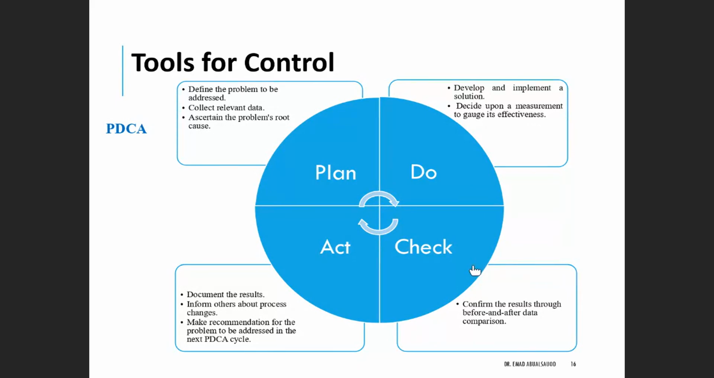In the check, you confirm your results or your measures of the improvement with the before and after, so you make sure that you have achieved an improvement and progress or not. In the act, you document this result and inform the others about the process and make the recommendation for the problem to be addressed in the next cycle of the PDCA.